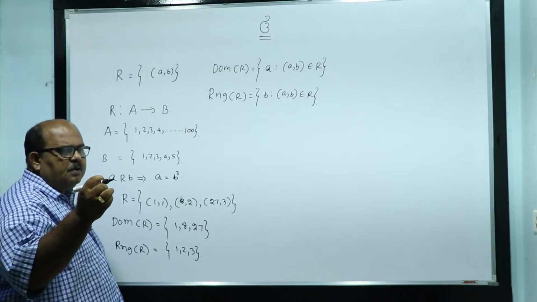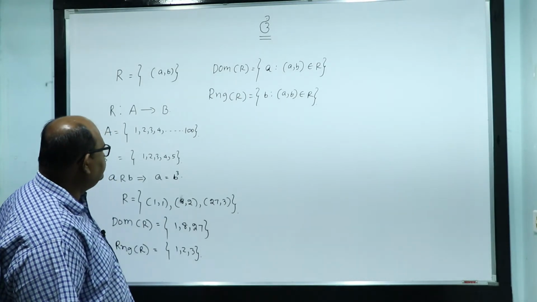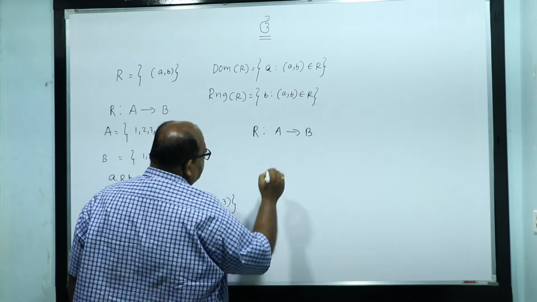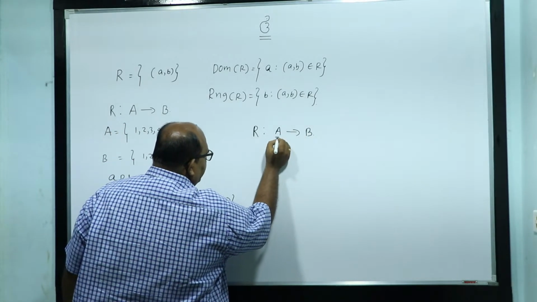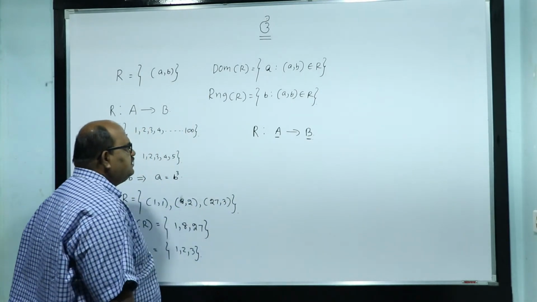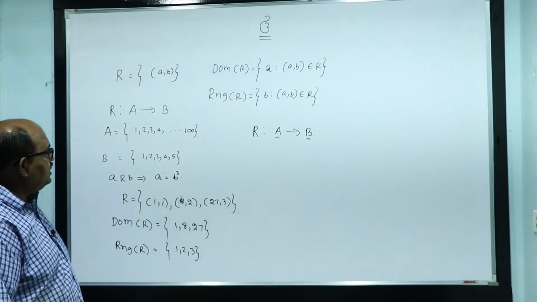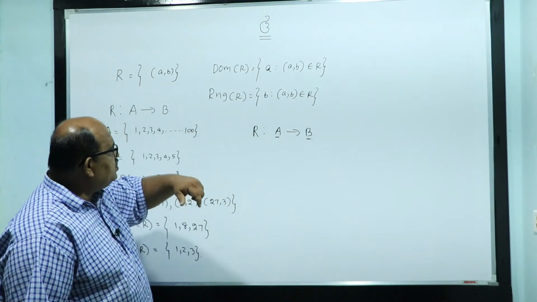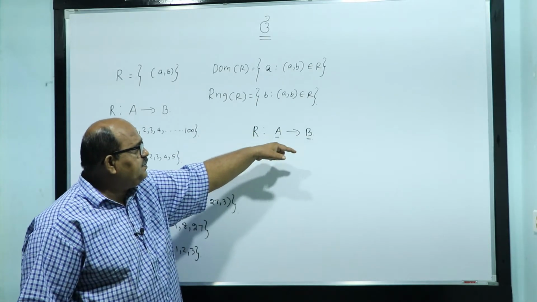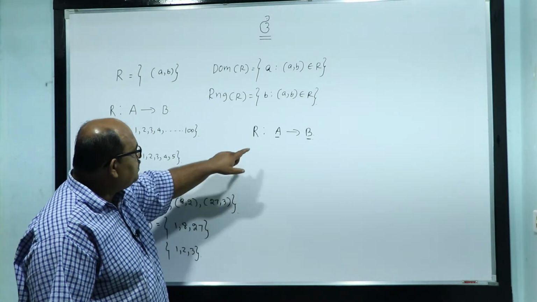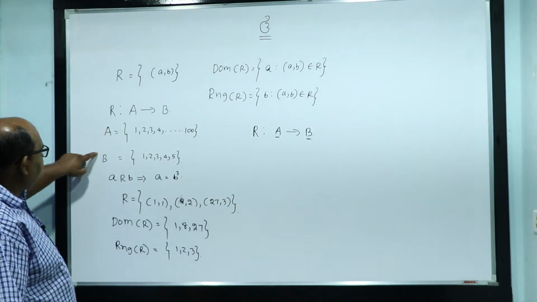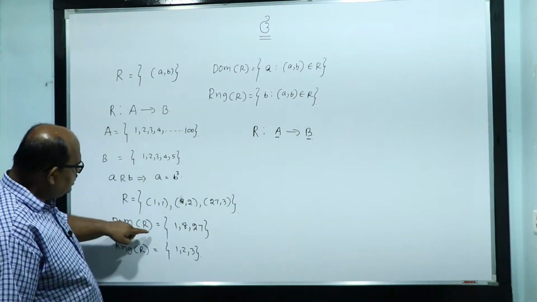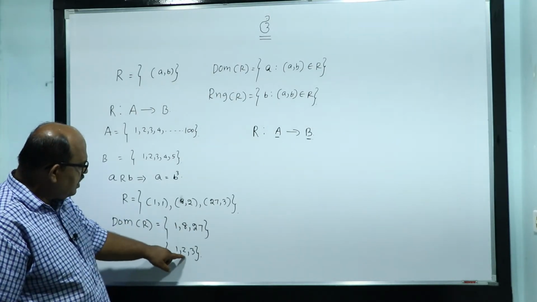And here is a small confusion students have. If a relation is defined from set A to set B, then they think that set A is the domain and set B is the range. This is a very important mistake made by most students. In most questions it is given that R is a relation defined from set A to set B. Then don't think that set A is the domain and set B is the range. Domain and range depend upon the relation. For example, look at the example here. Set A is equal to 1 to 100, B is equal to 1, 2, 3, 4, 5, but domain is equal to 1, 8, 27 and range is equal to 1, 2, 3.